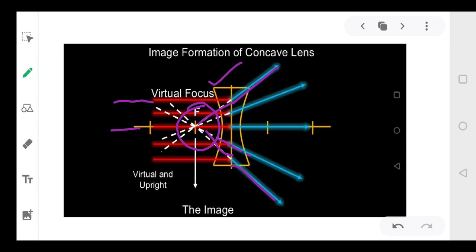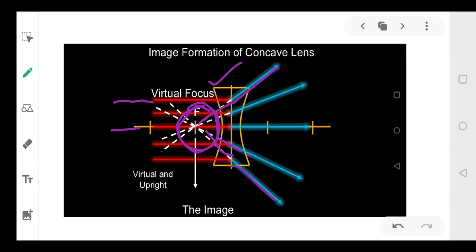Now in this case, these rays are not actually meeting here. If we look at the whole diagram, we'll see that it appears that all these rays are coming from this point. So we can define the principal focus as a point where all the rays appear to come from in case of concave lens. And this lens is called the diverging lens. So we have defined the principal focus of the concave lens, right?